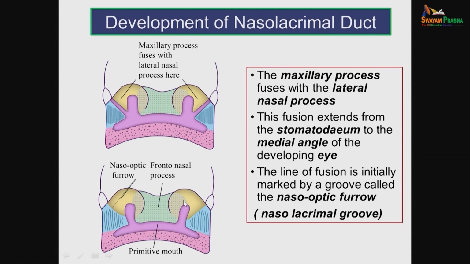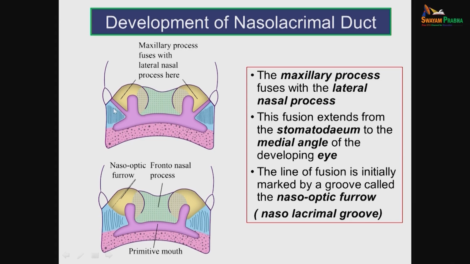Next is the development of the nasolacrimal duct. The maxillary process, as I have already told you, fuses with the lateral nasal process. You orient yourself to this picture. This is the medial nasal process, lateral nasal process. This is the maxillary process and this is the mandibular process. This is the nasal pit and this is the stomodeum.